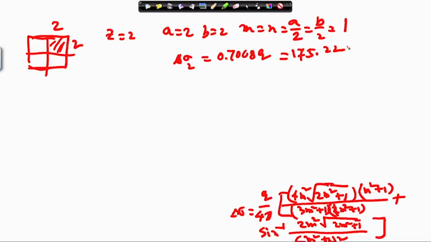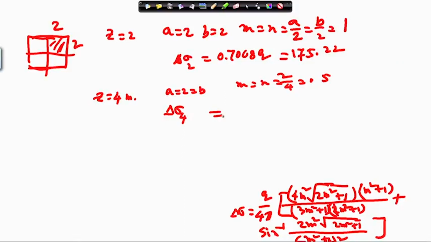Similarly, if I go z equal to 4 meter, so a equal to 2 equal to b. So, your m equal to n equal to 2 by 4 equal to 0.5, and if I put in this equation, so delta sigma at z equal to 4, delta sigma 4, I will get the value equal to 78.45.